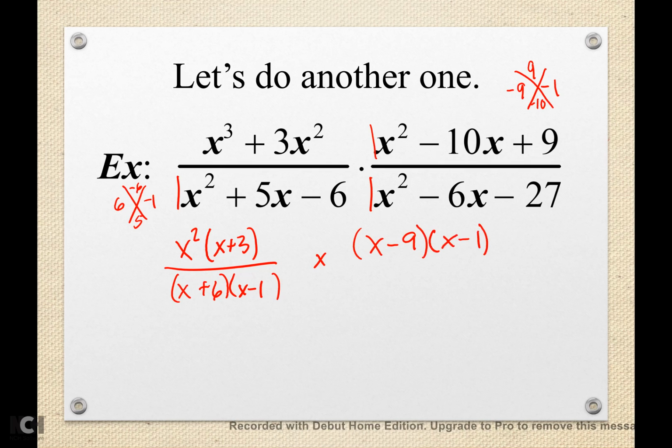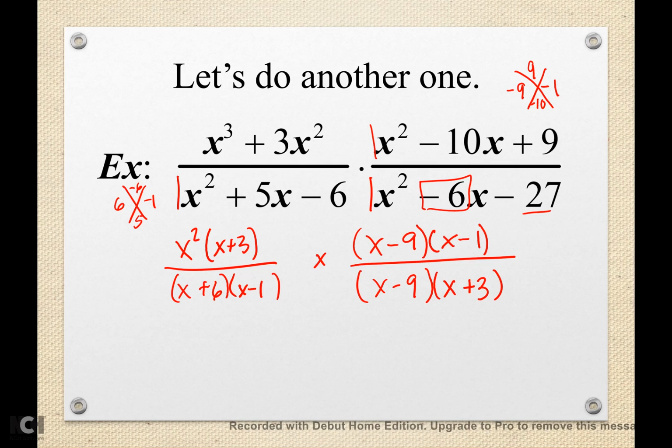And then in the denominator, two things to multiply to be negative 27, add to be negative 6. Those two things are going to be, help me out, what is it, y'all? It's going to be x minus 9 and x plus 3, right? Check me now. Y'all send me an email if I'm wrong.